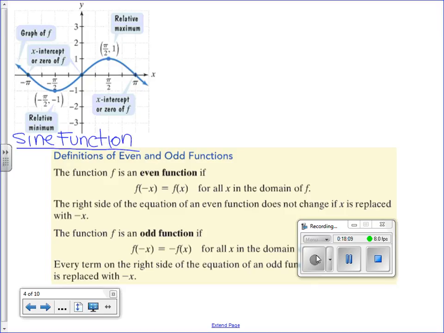And actually, I got a pretty good picture in DC about how sine functions can be translated to real life problems. Okay, so I'll show it to you guys later.